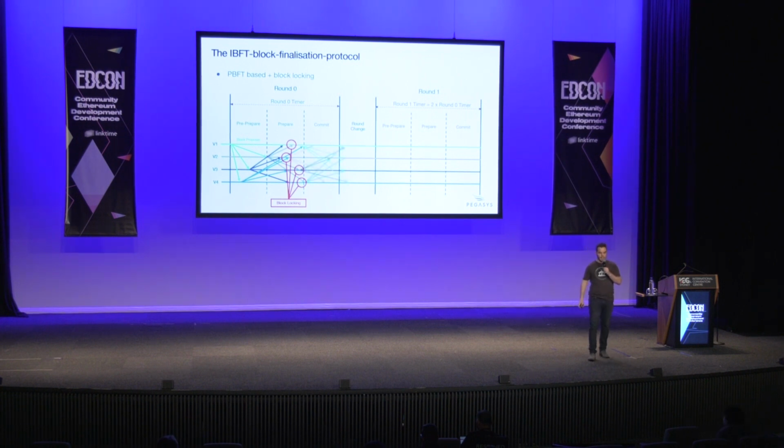The next phase is the commit phase. As you can see here, the commit messages are delivered after the expiry of the round timer. So we go through a round change phase, where at the end of this round change phase, the block proposer is now validator 2. Again, we go through the same 3 phases, and this time the block is actually created. And so, after this, you'll have the next instance of the IBFT block finalization protocol.